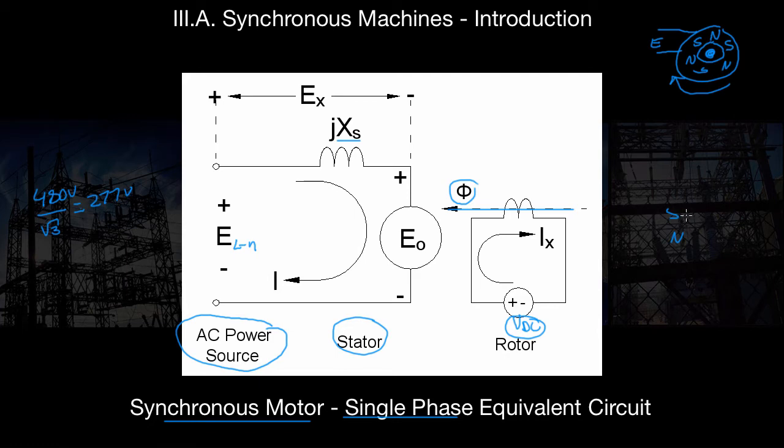As this S pole spins, this north pole on the rotor, because opposite poles on magnets always attract, is going to be directly in line with it. And that's going to induce a voltage. Since we've got coils within coils, it's still going to induce a voltage in our stator, and that's still going to be EO, just like our generator value.